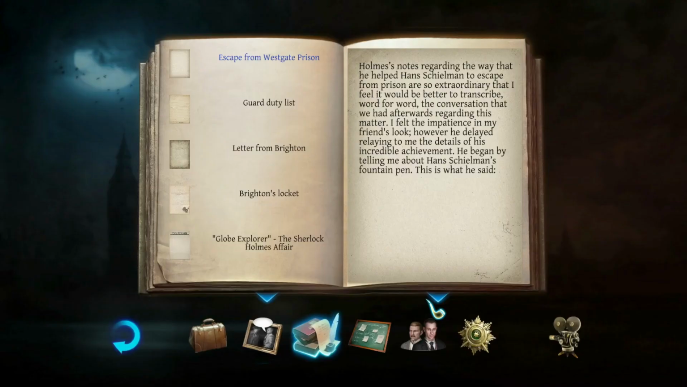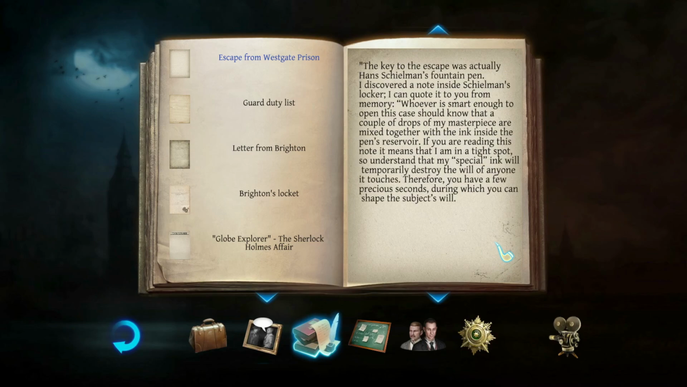Okay. Holmes' notes regarding the way that he helped Hans Schielman to escape from prison are so extraordinary that I feel it would be better to transcribe, word for word, the conversation that we had afterwards recording this matter. I felt that the impatience in my friend's look, however, delayed relaying to me the details of his incredible achievement. He began by telling me about Hans Schielman's fountain pen. This is what he said.